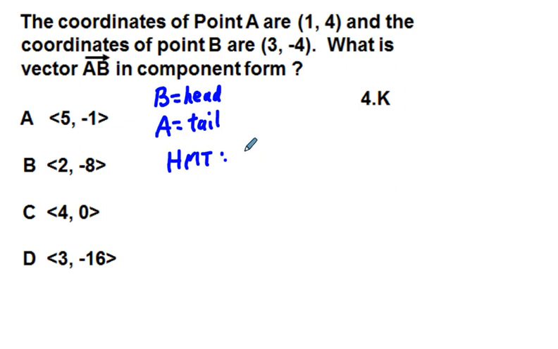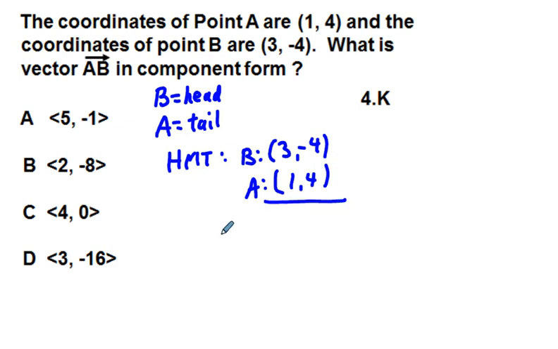And for that case, our B is going to be 3, comma, negative 4. And we have A is going to be 1, comma, 4. And we subtract, we have a vector AB is equal to, put in the brackets there, 3 minus 1 is 2, and negative 4 minus 4 is negative 8. So our correct answer is answer choice B.